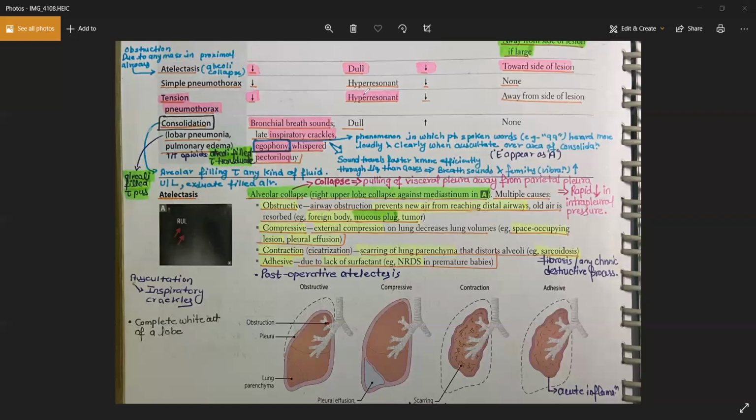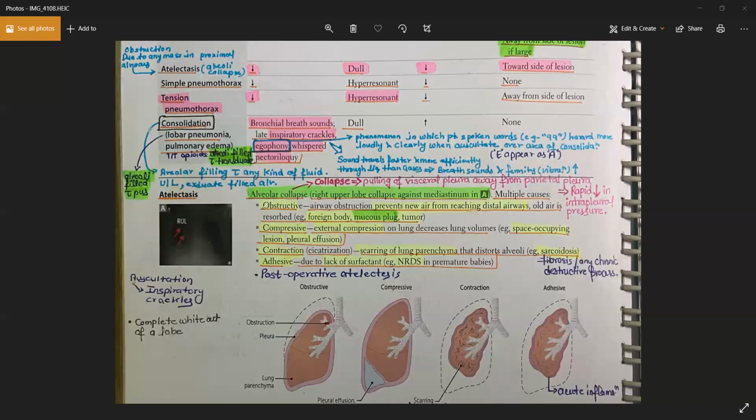So these are the X-ray findings in the patient. Auscultatory findings and examination findings we have discussed already. You will have a loss of breath sounds. You will have a very dull percussion. You will have a loss of vibrations, and on the X-ray you can even see that the trachea is pulling towards the side of this whiteout. Now let's discuss the causes.